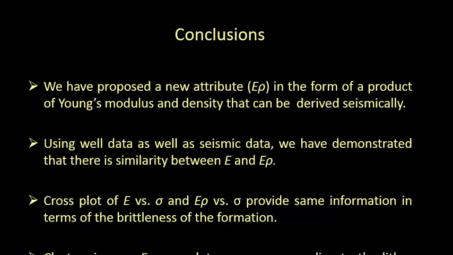So far, what have I said? We have proposed a new attribute in the form of this product of E and rho. Using well data, I've shown that there is a similarity between E and E-rho. And the cross plot also provides the same information in the form of brittleness. And the clusters in this K-rho, E-rho space, corresponding to the lithofluids, they discriminate the lithology much better. So much for this bit.